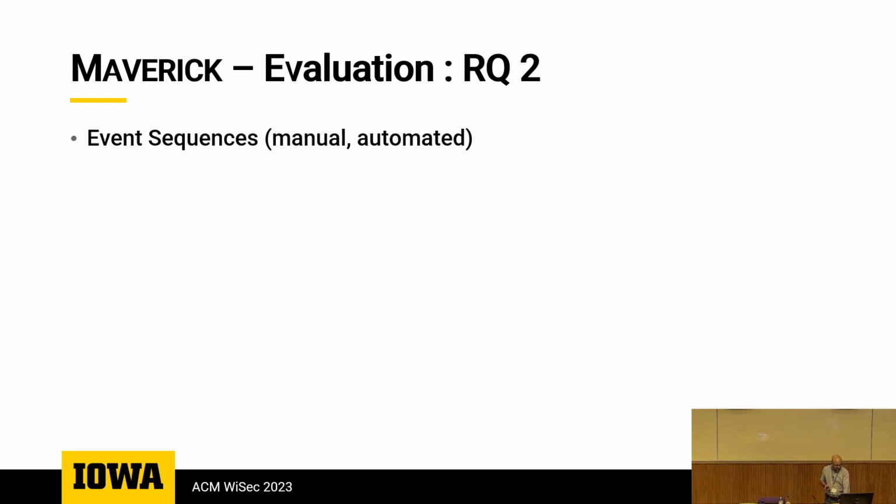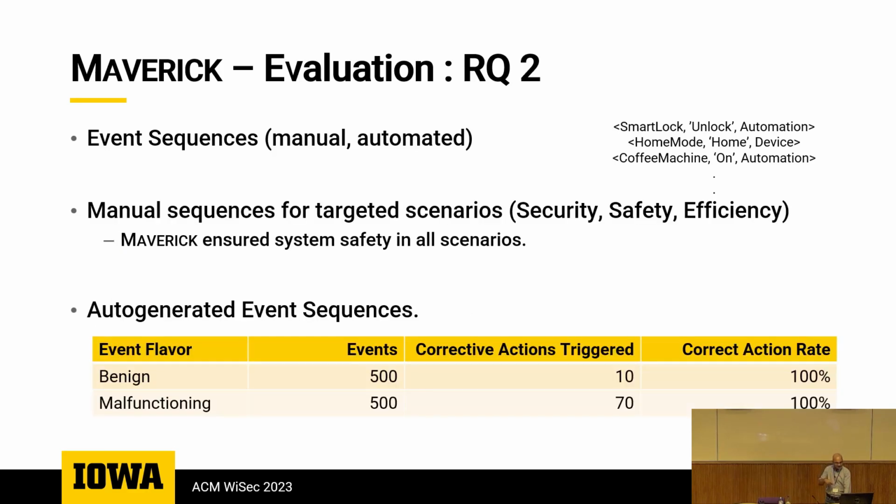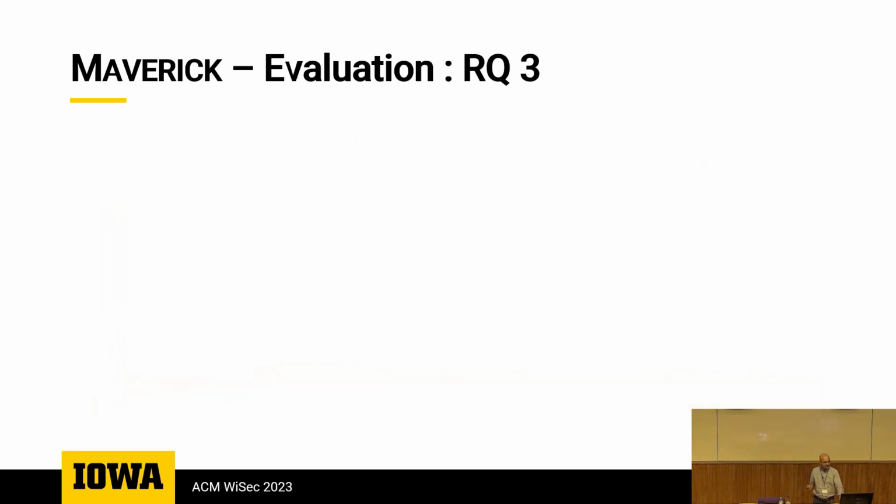So what we did was that we generated both malfunctioning and benign events. And what we realized is that it's effective. It created the correct action rate 100 times. And so it is effective, at least for the sequences we generated.